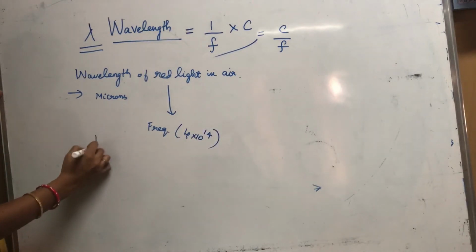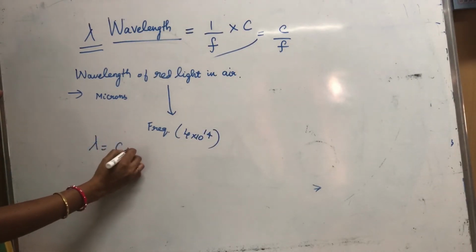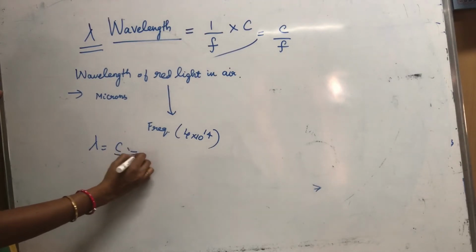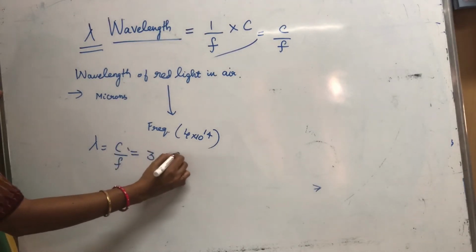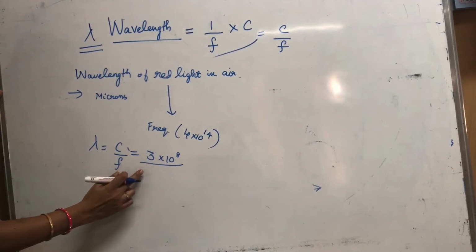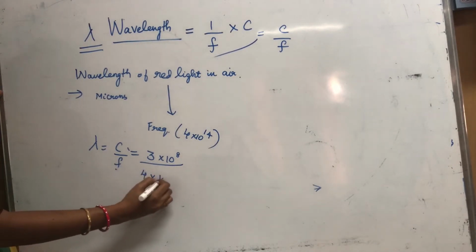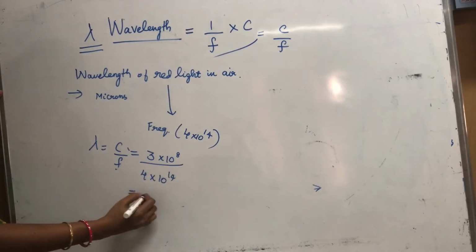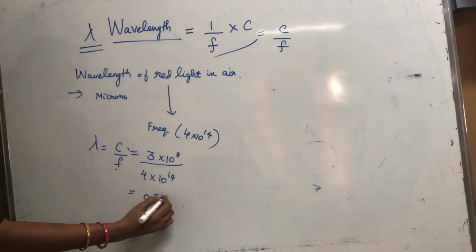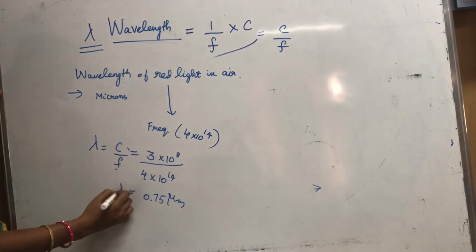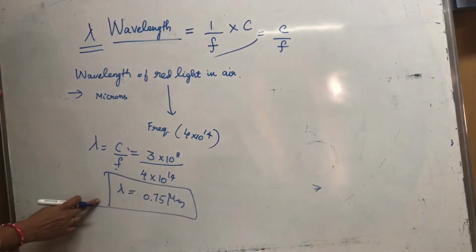In air, the wavelength is c by f, where c is 3 into 10 to the power of 8, the speed inside the air, and f is the frequency, 4 into 10 to the power of 14. After calculation we will get 0.75 micrometer. This is how we calculate the wavelength of any signal.